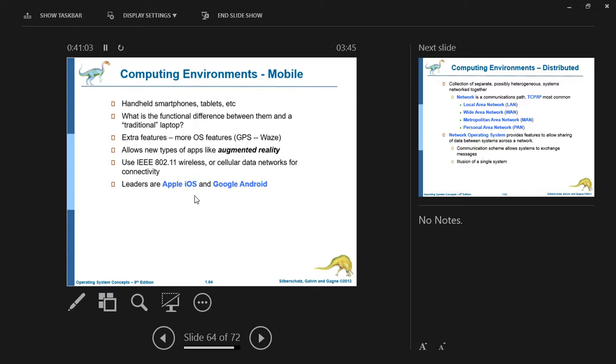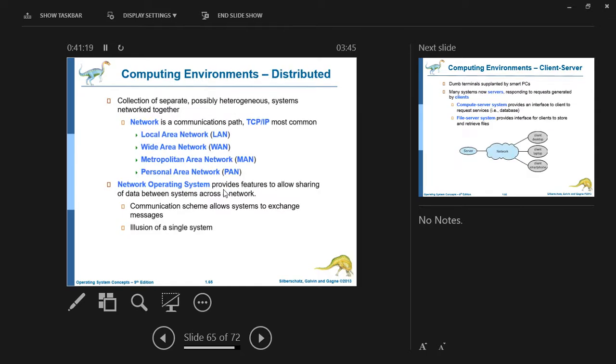And in operating systems on mobile, if you look at Apple and Google Android, these are the leaders you find. In networking, you use the 802.11 wireless architecture, IEEE architecture. A network is a collection of separate, possibly heterogeneous systems networked together. The network is the communication path, using different protocols. Basically, a protocol governs how data is to be transmitted between two different entities, right?